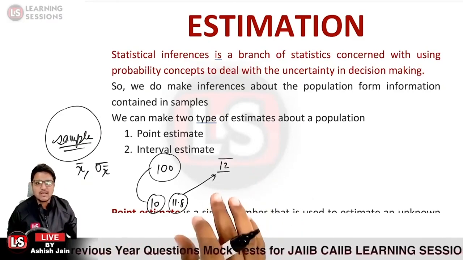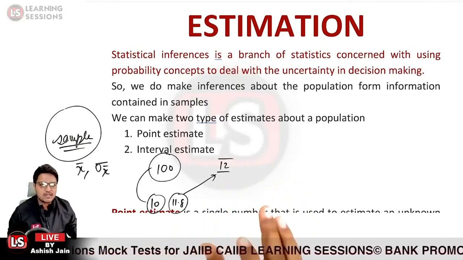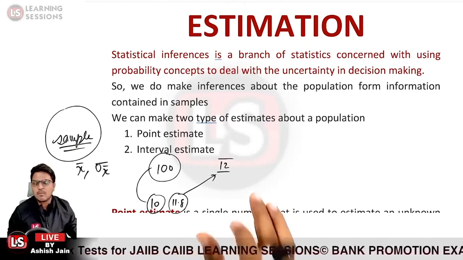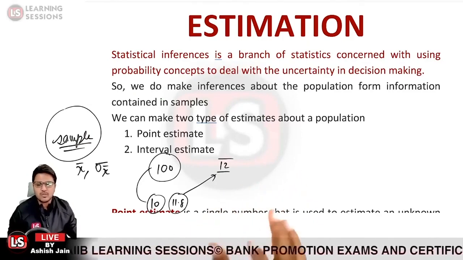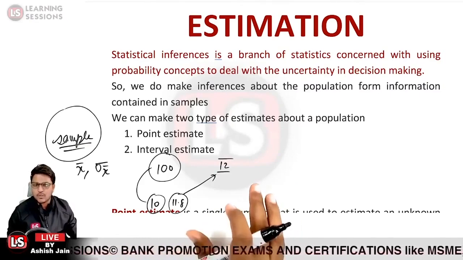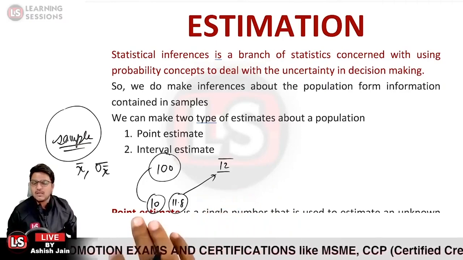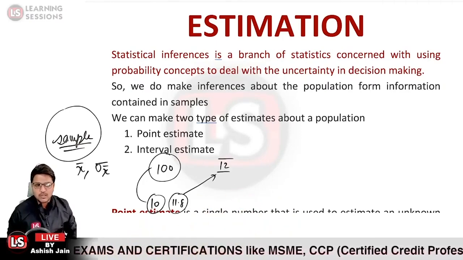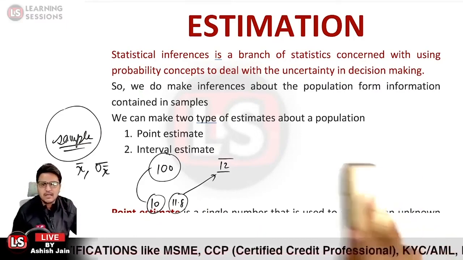Statistical inference is a branch of statistics concerned with using probability. We basically use probability concepts to deal with what different components of the population would be lying as per the estimates made by using the sample statistics. It is of two types: first, the point estimate, and second, the interval estimate.